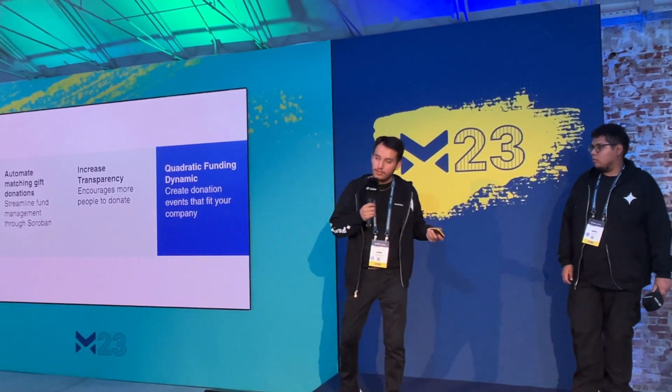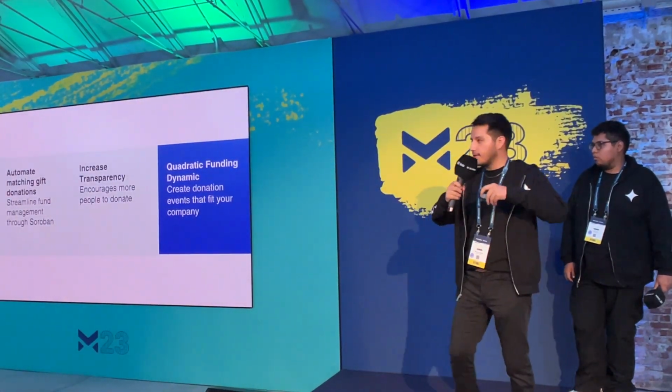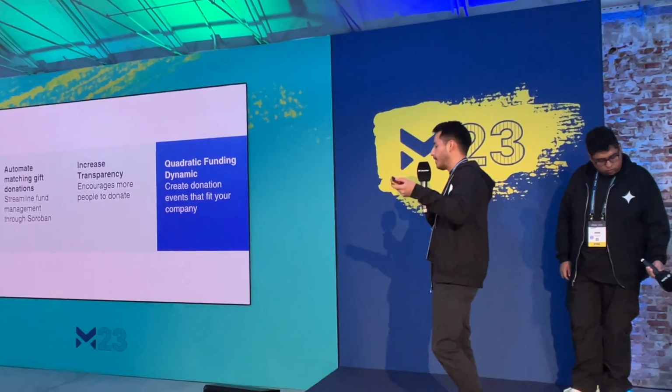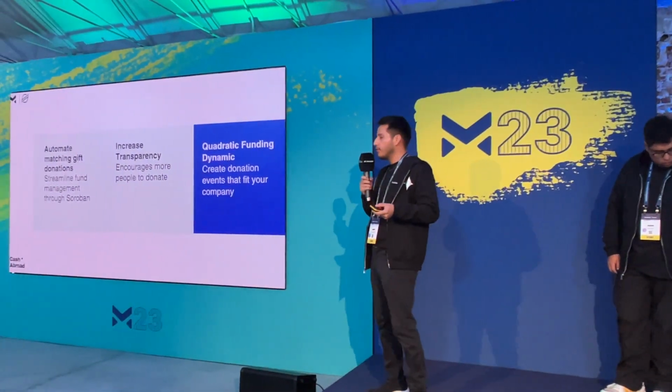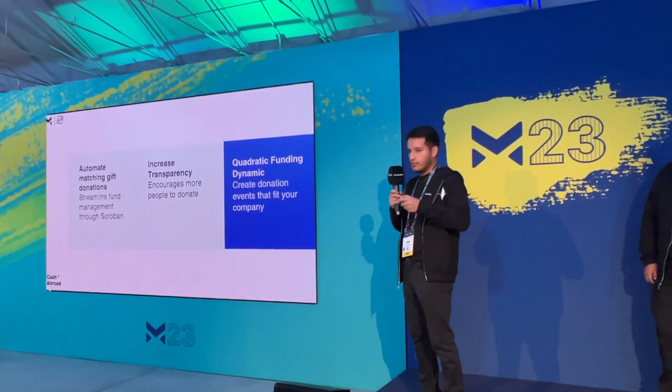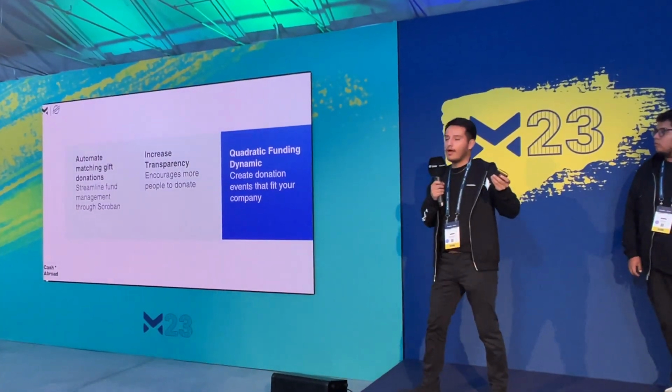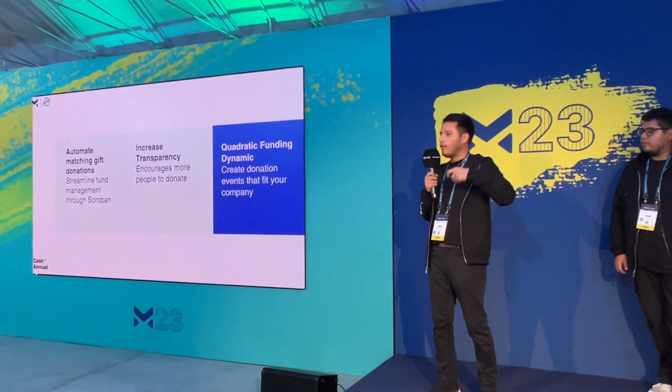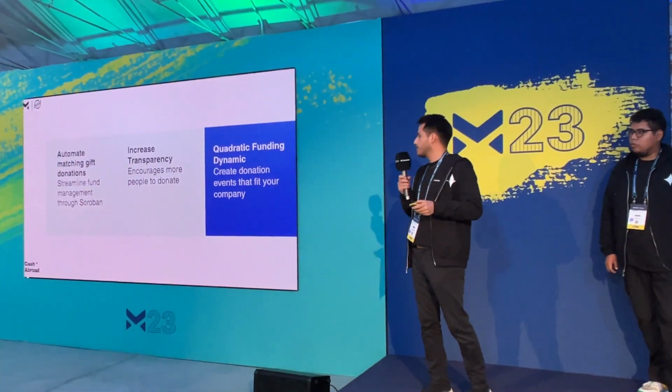And what is this? Quadratic funding first needs a matching pool that is created by the company, and then it's distributed via this quadratic funding distribution. So it takes into account the amount of the donation, but also the number of contributors.